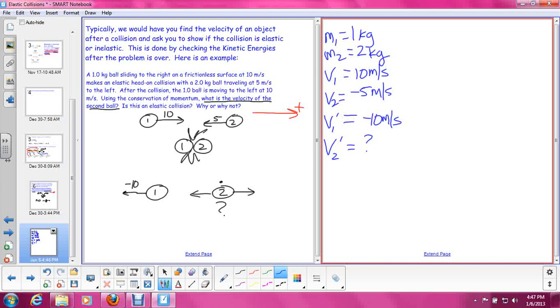Now, in order to solve this problem, we need an equation. And looking at everything that we are given, hopefully it's jumping into your head. Momentum is always conserved in collisions, so we need to use the conservation of momentum equation. You would be correct. So we have m1v1 plus m2v2 equals m1v1 prime plus m2v2 prime. And I ran out of space. There we go. So now all we have to do is plug our numbers in and solve.